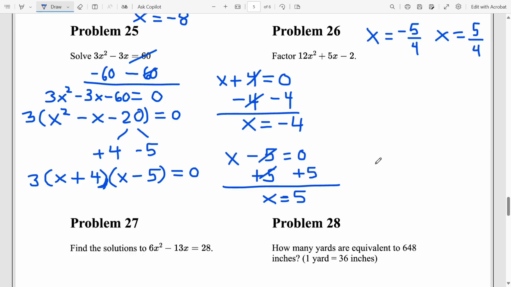Now you might want to pause the video at this point because I'm going to have to erase those two to make room for problem 26. So pause the video if you need to.